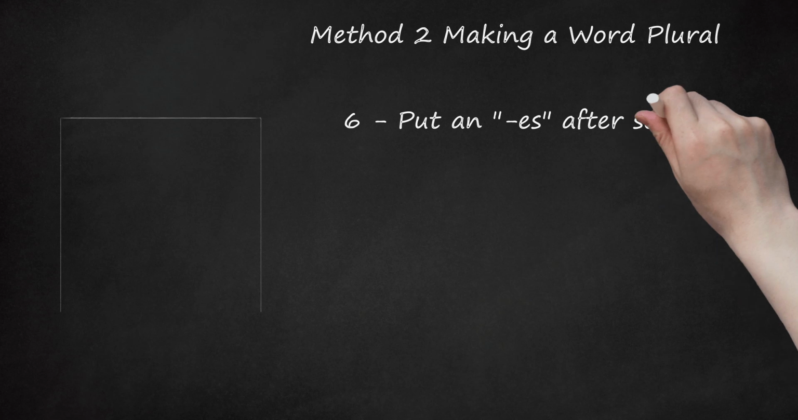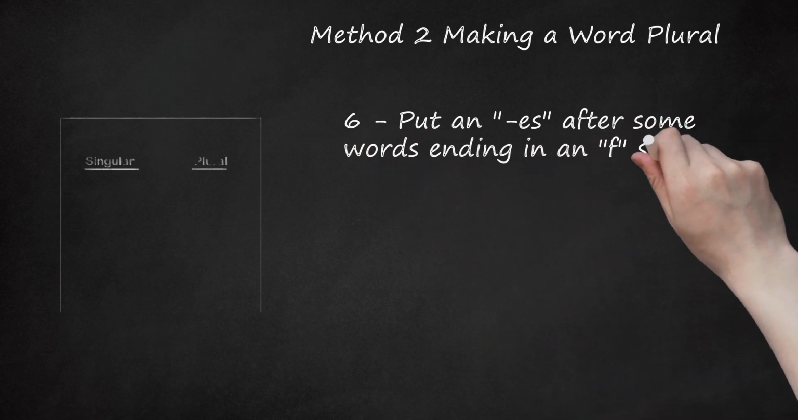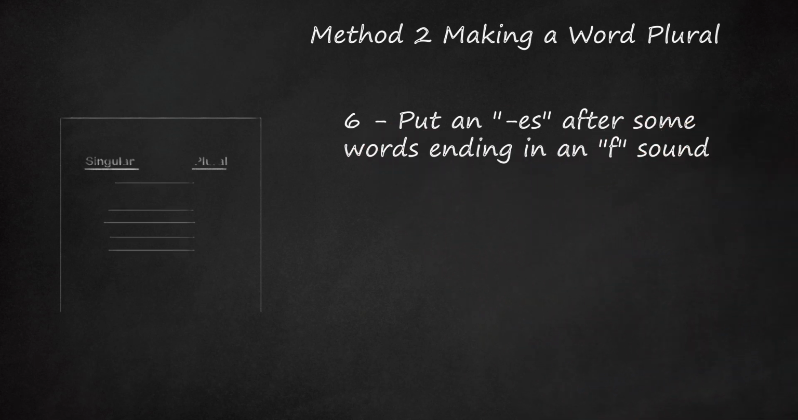6. Put an "es" after some words ending in an "f" sound. You will need to change the f to a v. The plural of calf is calves, the plural of knife is knives, and the plural of leaf is leaves, except when referring to the Toronto Maple Leafs hockey team. However, the plural of proof is proofs, not proves, which is a form of the verb to prove.